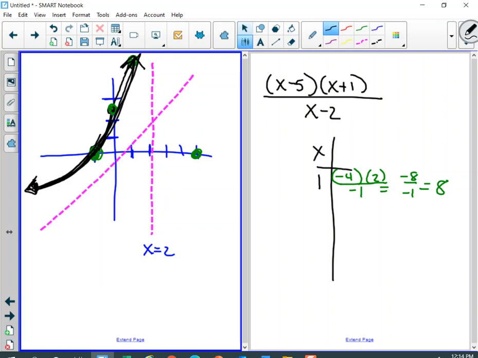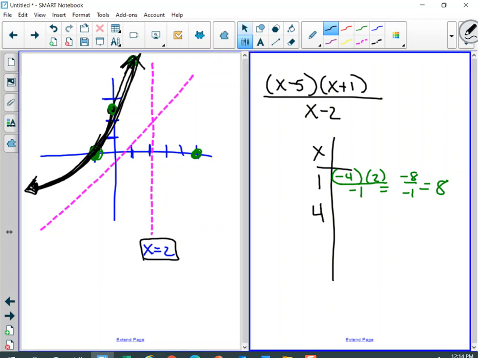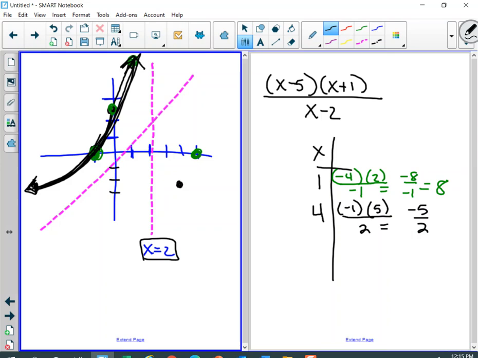Another point though, on the other side of that asymptote, the other side of x equals 2, might help me. So how about x equals 4, and that'll be 4 minus 5, which is negative 1, and 4 plus 1 is 5, over 4 minus 2 is 2. So that's negative 5 halves. So 4, negative 2.5. So from this point, I was kind of feeling like I was going to go down like that. That seems like a pretty reasonable plan.